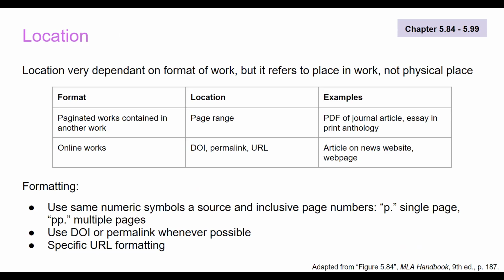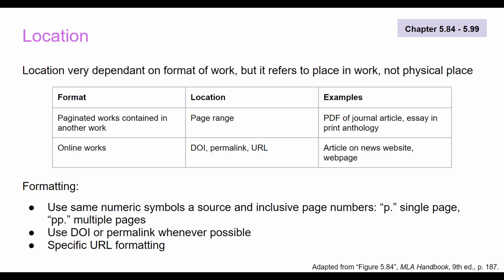All right. Location. The type of location that you need to include in a citation is going to depend on the format of the work that you're working with, right? Telling someone to go find a physical book or journal article is a little bit different than telling them to go find a website, right? So the table here is a small sample of something I adapted from, again, the handbook.